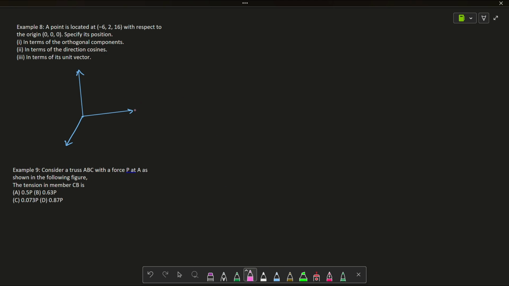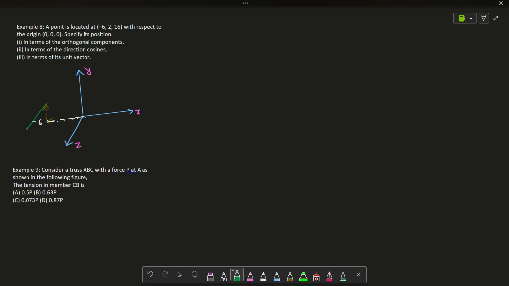Let's say this one is X, this one is Y, and this one is Z. Here it's saying a point is located at minus 6, that means somewhere here. This one is minus 6. Then 2 means we have to climb 2 in the positive Y direction. Then in the Z direction how much is it? It is saying 16.